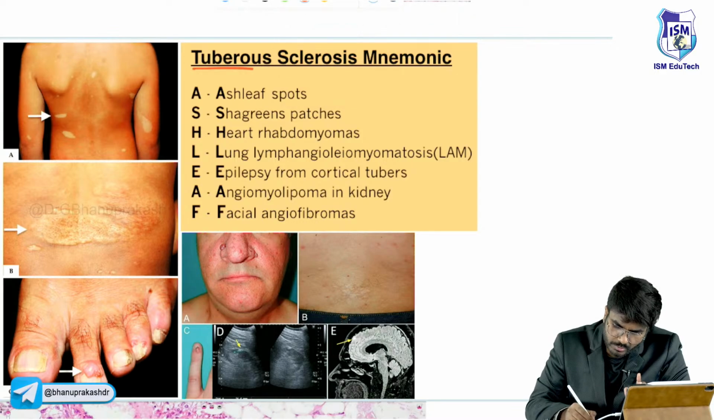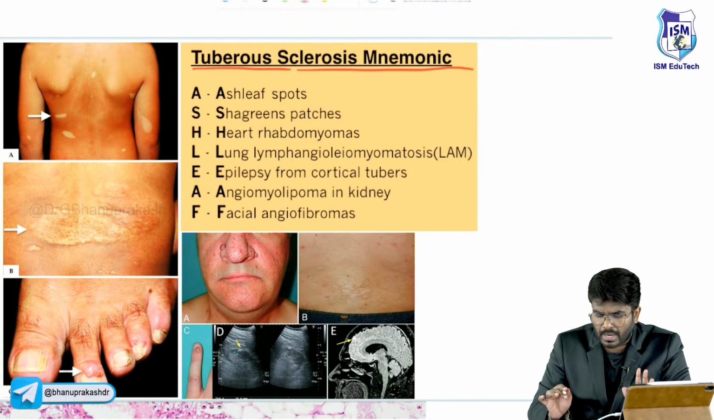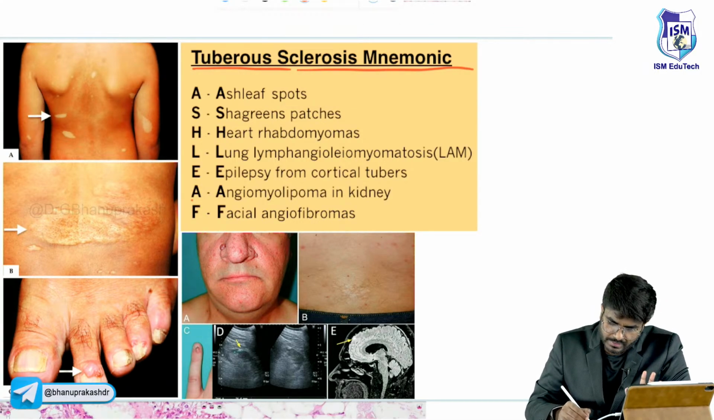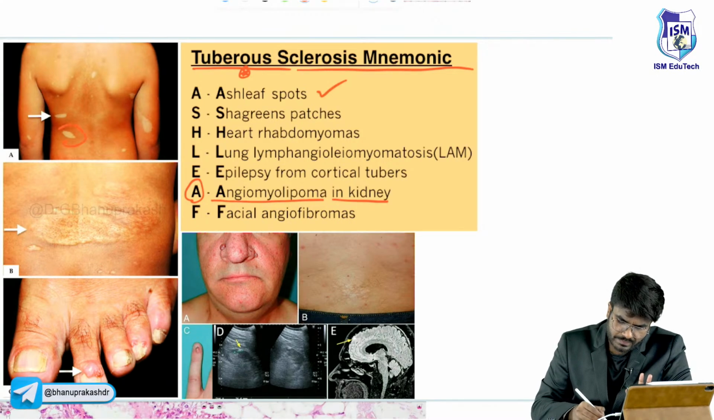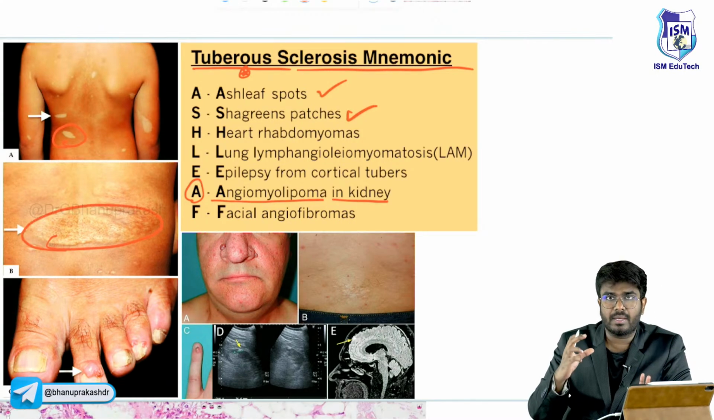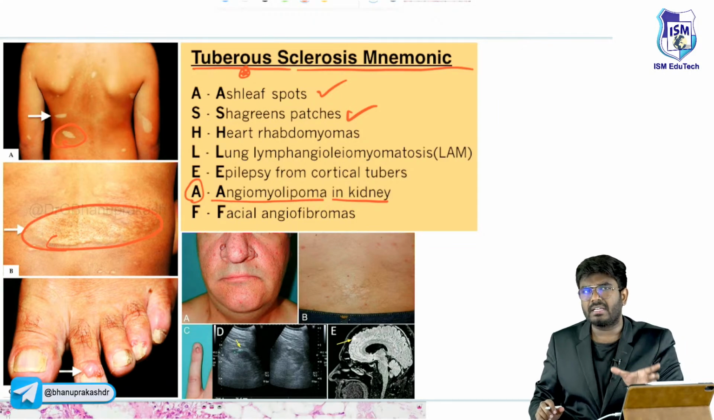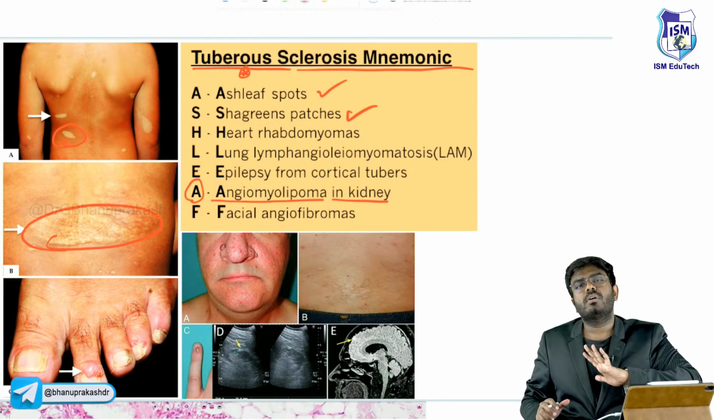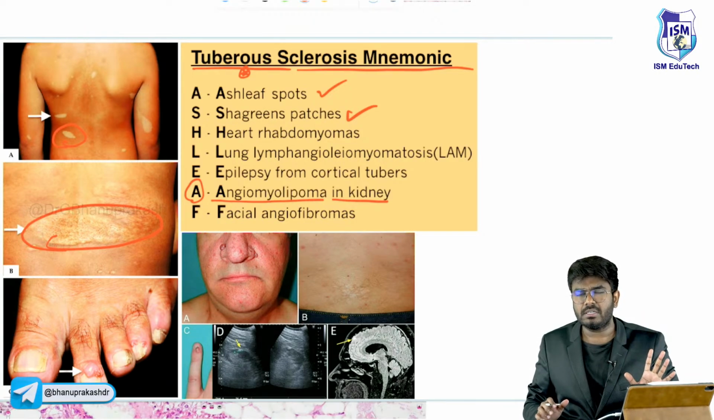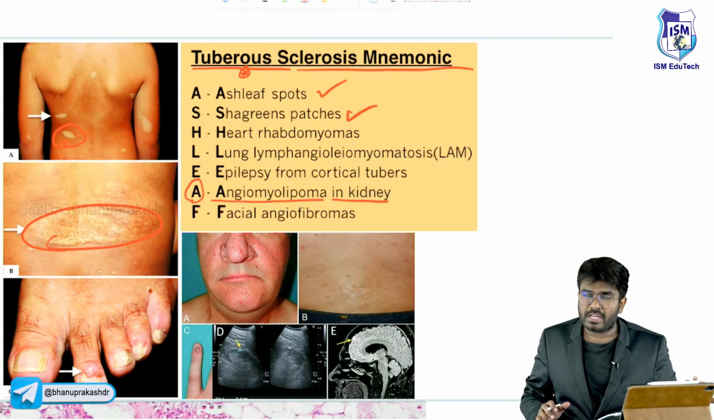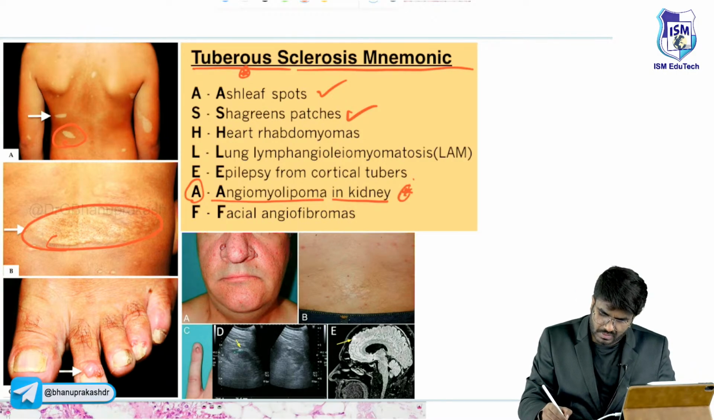It will come in your derma also, tuberous sclerosis mnemonic. I don't want to go into the entire mnemonic. Here, look: A, angiomyolipoma of the kidneys. So those who have tuberous sclerosis are going to have ash leaf spots, and shagreen patches, those thick leathery patches near the lumbar region. I don't want to go into each and everything. Simple: those who have angiomyolipoma are associated with tuberous sclerosis. So tuberous sclerosis is the one condition which can have angiomyolipomas.